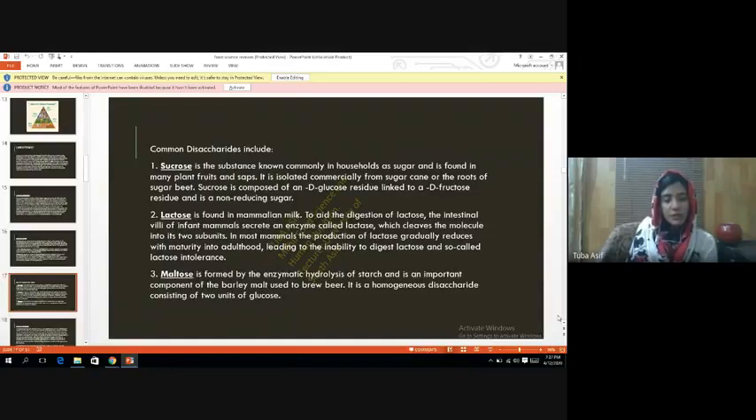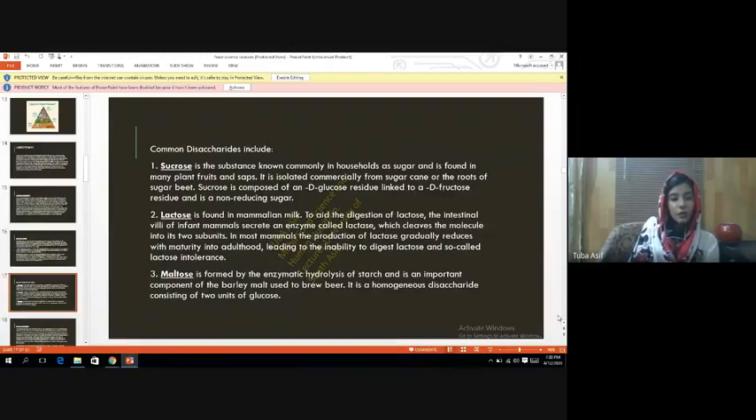In most mammals, the production of lactase gradually reduces with maturity into adulthood, leading to the inability to digest lactose and so-called lactose intolerance. It is a condition in which your body is unable to digest dairy products, because in milk there is lactose, and as your body becomes deficient in lactase, the enzyme that acts on lactose, it diminishes, and thus the person becomes lactose intolerant.